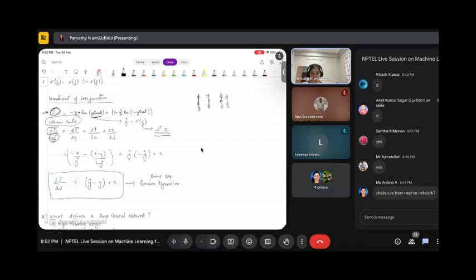And this is done using the chain rule: dou J by dou y into dou y by dou z and dou z by dou w for each of the weights. Based on what we get from this gradient calculation, we update the weight: w at iteration k plus 1 is w k minus alpha times the gradient.